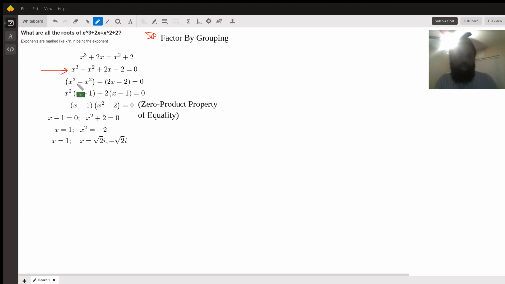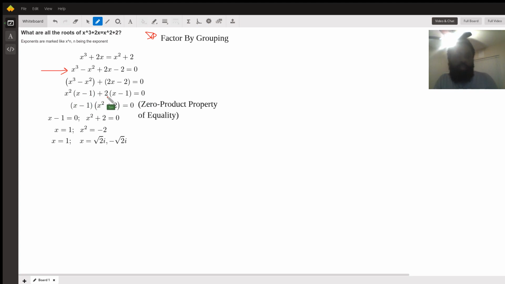I have an x squared in common in both terms, so I'm going to factor out an x squared. Note, factor is another word for divide. So I could divide out an x squared, which leaves us with x minus 1 on the inside of the parentheses. Plus, we're going to factor out a 2, which leaves x minus 1 on the inside equals 0. But we're not done factoring.